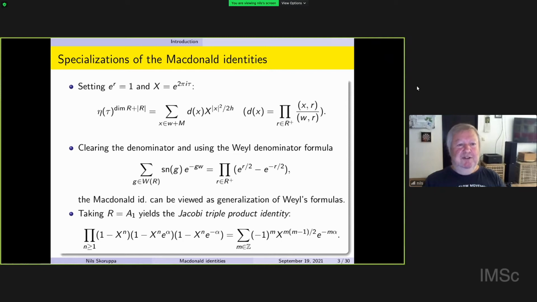Okay, so these identities are also very nice, at least for modular forms people, because they give closed formulas for the Fourier coefficients of the powers of the eta function, which is quite interesting.